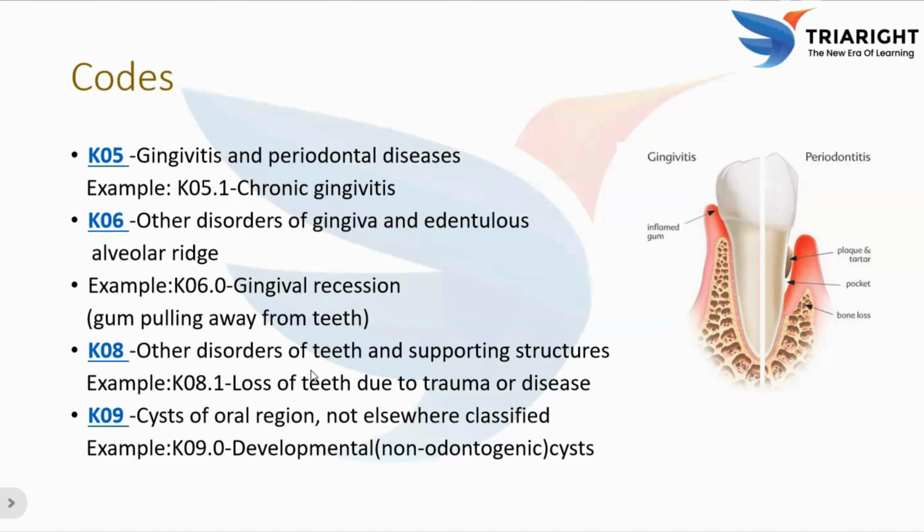So this covers tooth loss, looseness, or mechanical problems not due to decay or injury. So K08.1, what it indicates, why this code is assigned? This code is assigned for the diagnosis of loss of teeth due to trauma or disease. So these are mostly the structural or age related conditions of the teeth, right?